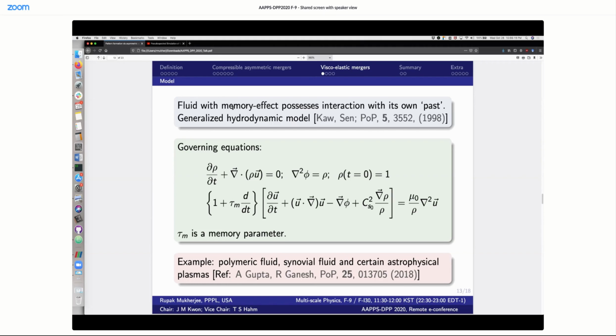And the governing equations for this kind of fluid is this one. It's almost similar except this term. So if you put tau m equal to 0, you are going back to the standard hydrodynamics. So tau m we call a memory parameter. There are several examples of this kind of fluid. One is polymeric or synovial fluid, etc.